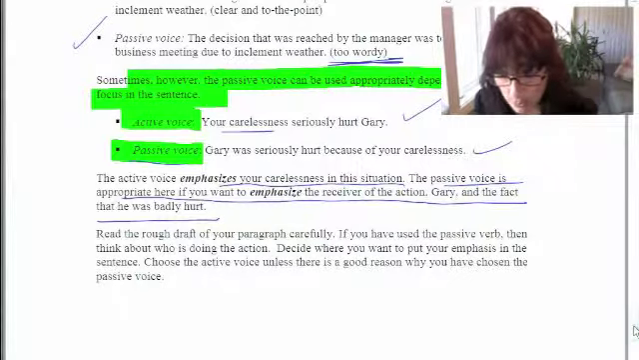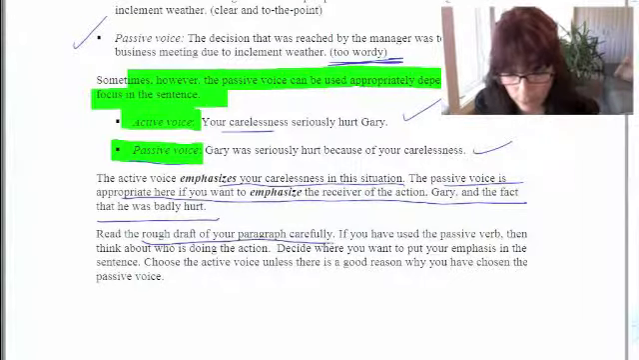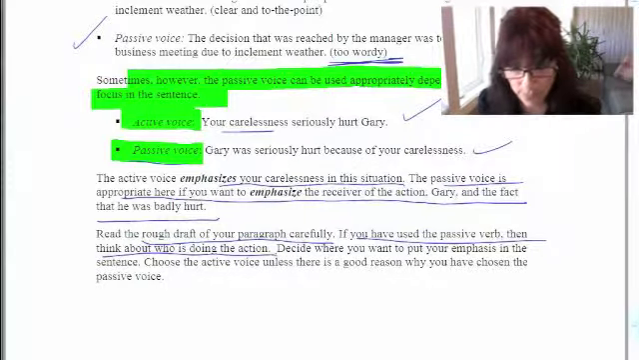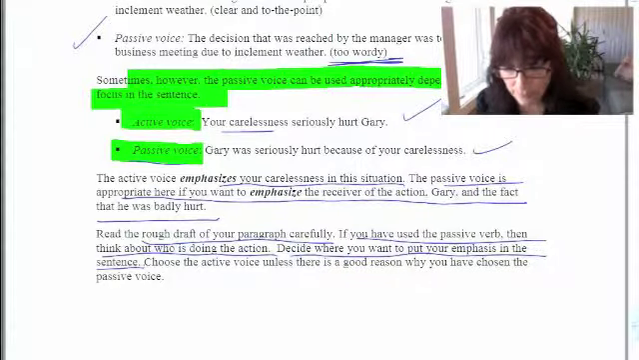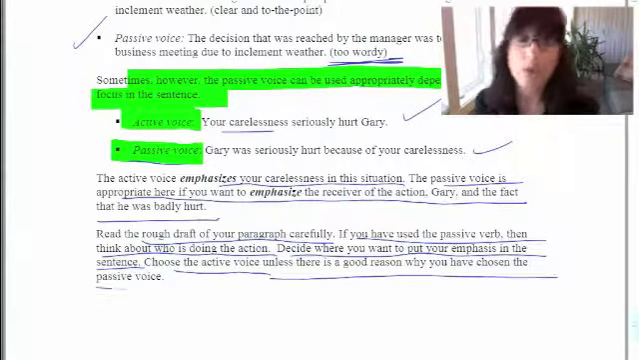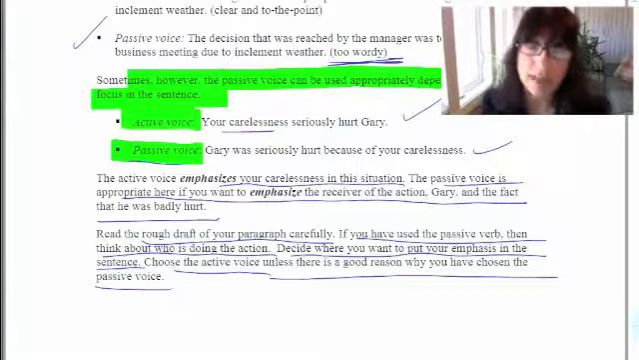So what you should do is read the rough draft of your paragraph carefully. If you've used the passive verb, then think about who's doing the action, and you want to decide where you want to put your emphasis in the sentence. So you choose the active voice more frequently, unless there's a good reason why you want to go with the passive voice.